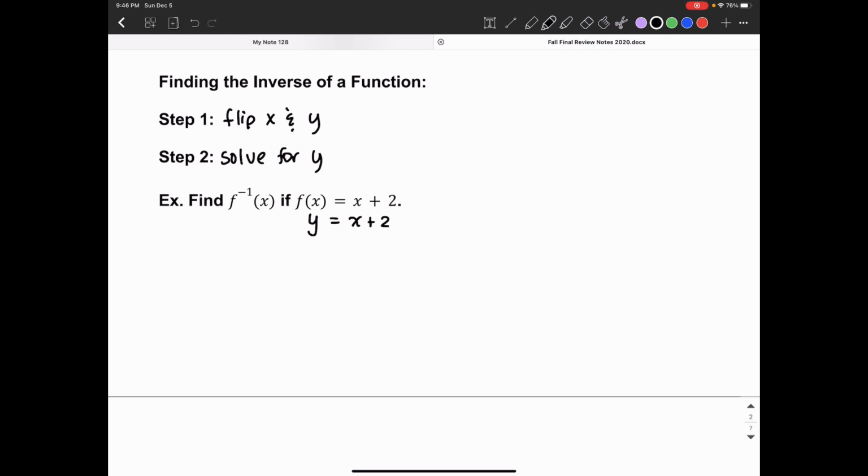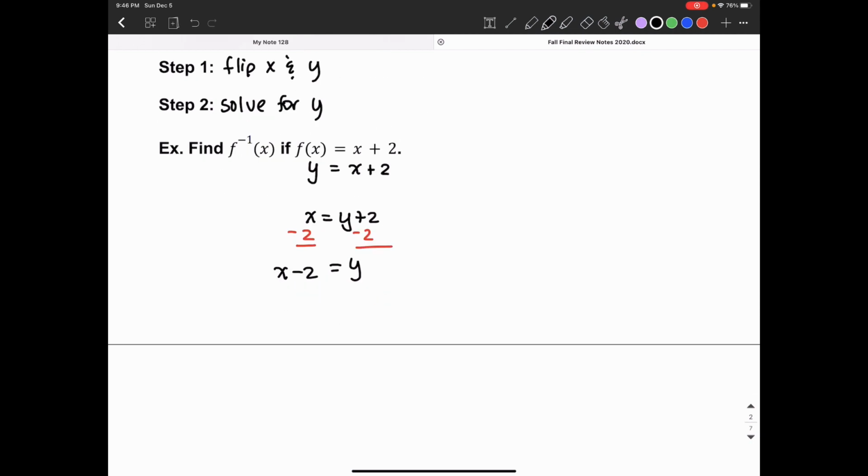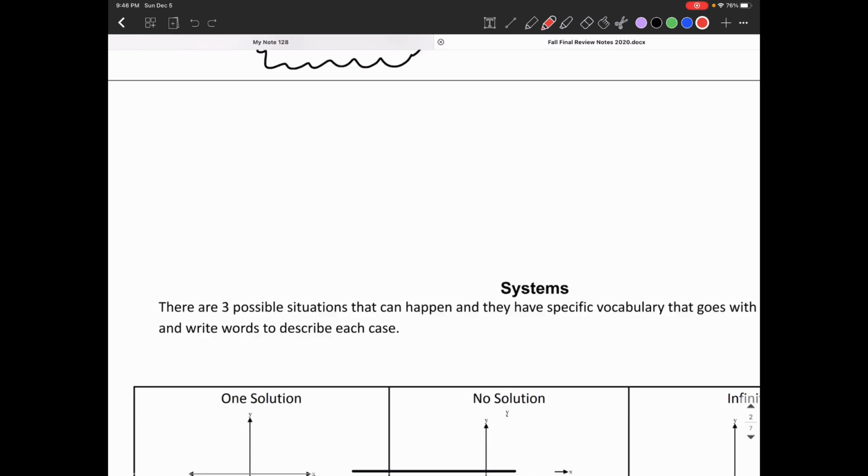I would change my x and y, so I would have x is equal to y plus 2, and then I would get y by itself. So I'd subtract 2 on both sides, I get that y is equal to x minus 2. After I did that, I would replace y with the inverse of f of x. The inverse is the opposite of the original, so notice in the original I was adding 2 to the input. The inverse is the opposite, subtracting 2, so I'm doing the opposite to the input for an inverse.